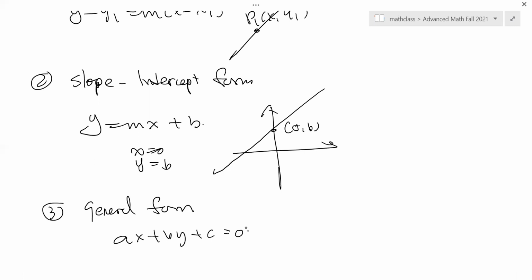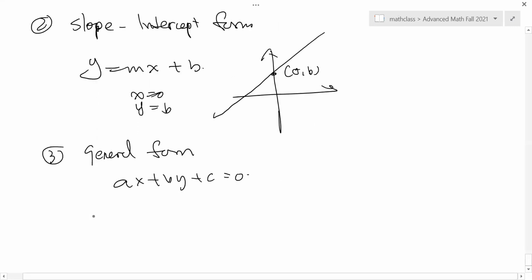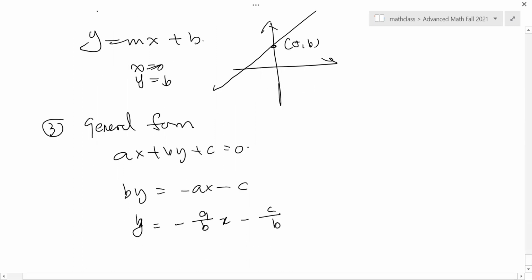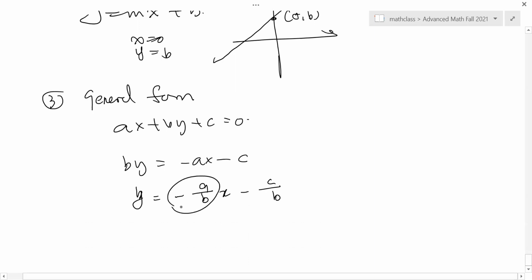But from the general form, you can always get the slope. From the general form, by equals negative ax minus c, so y equals negative a over b x minus c over b. So you get the slope-intercept form, and negative a over b is the slope.